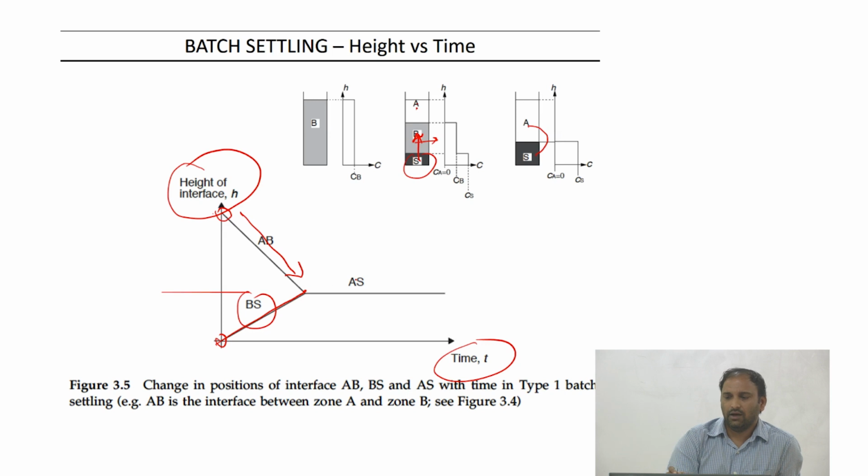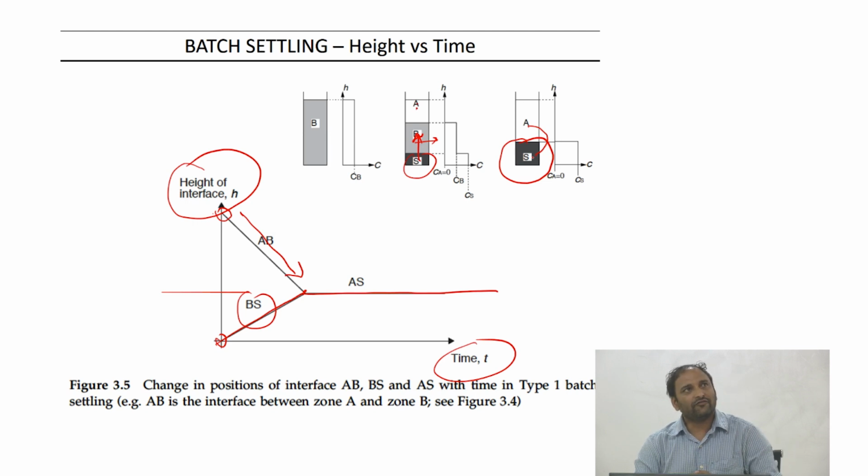Okay, and you could have a case where your A and S interface could be flat like this. That is going to happen for cases where the solids that are present in the zone S can support their own weight.